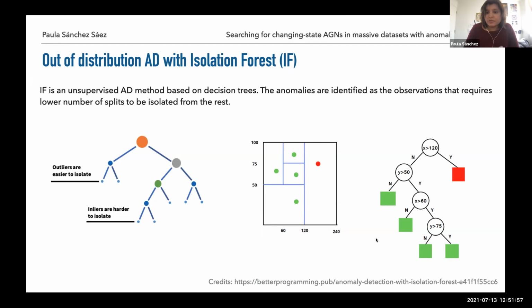Here we have a more concrete example where we have a red circle and green circles. The red circle is an anomaly, and you can see here that using only one split, we can separate this object from the rest. So we can use the number of splits, or the distance from the leaves to the first node of the tree, as an anomaly score. So this is isolation forest.